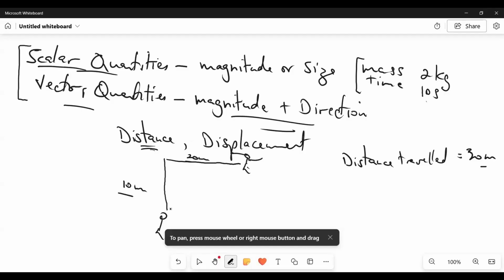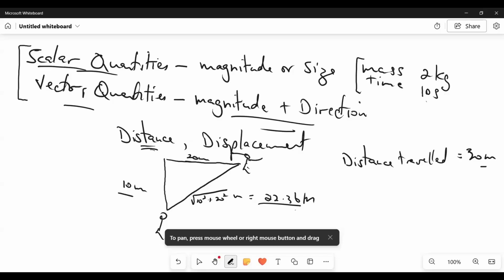However, your displacement from your original position is this length here, right? And you'd have to use something called Pythagoras theorem to find this. You remember that from high school. So this distance is going to be the square root of 10 squared plus 20 squared, in meters, right? Can somebody help me with that? That's how much? Square root of 500. Sir, the answer is 22.36. 22.36 meters, right?